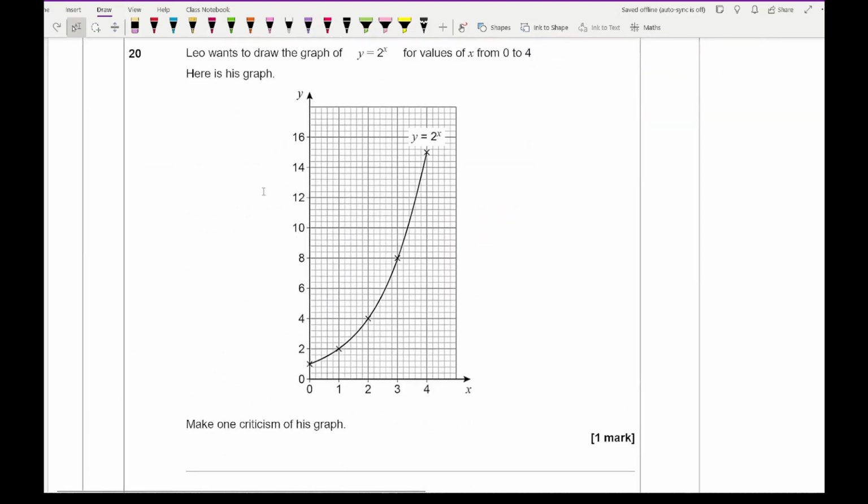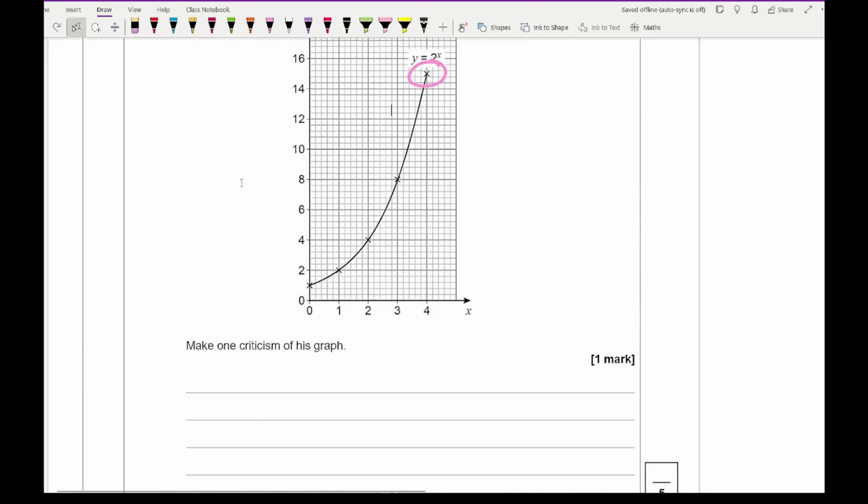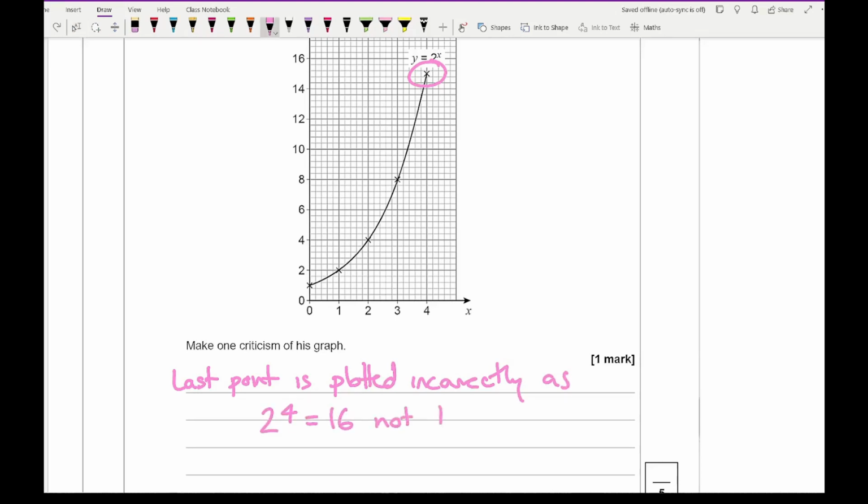Then moving on to question 20, it says that Leo wants to draw the graph of y equals 2 to the power x for the values of 0 to 4. Here is his graph. Make one criticism about his graph. Now the error that he's made, if you've not spotted it already, is basically the last point. So the last point is plotted incorrectly, as 2 to the power of 4 is 16, not 15.